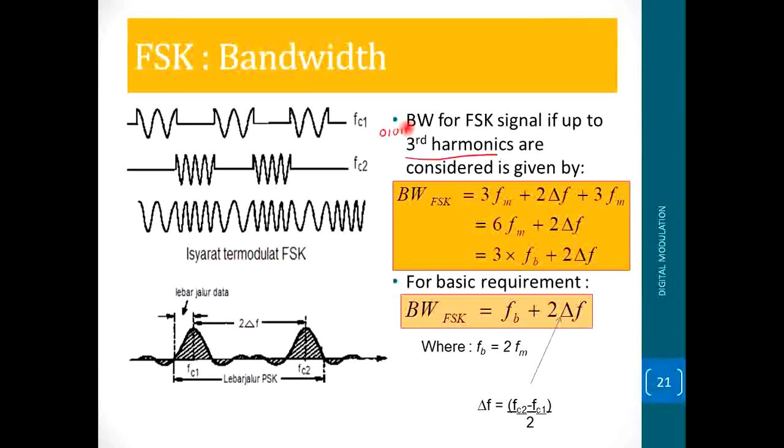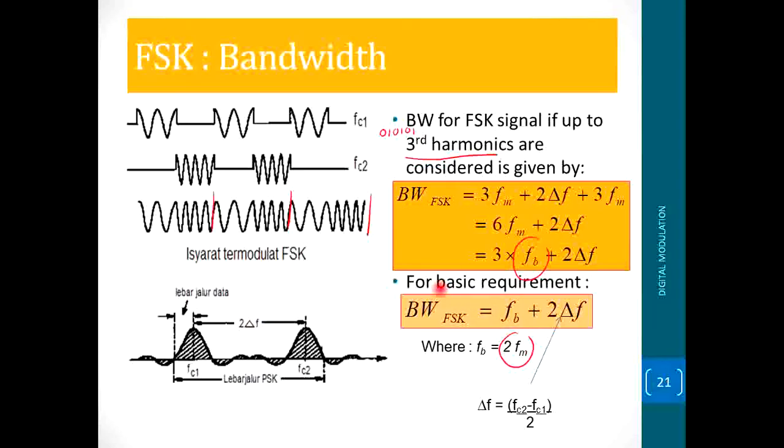if we have like previously 0 1 0 1 0 1, so after the third harmonic, the formula for FSK is 3 Fm plus 2 delta F plus 3 Fm, or 6 Fm plus 2 delta F, or 3 times FB plus 2 delta F, because the FB is 2 Fm. So this is the simplification.